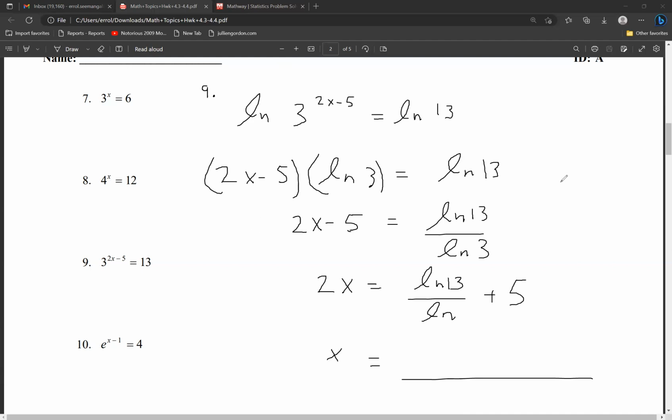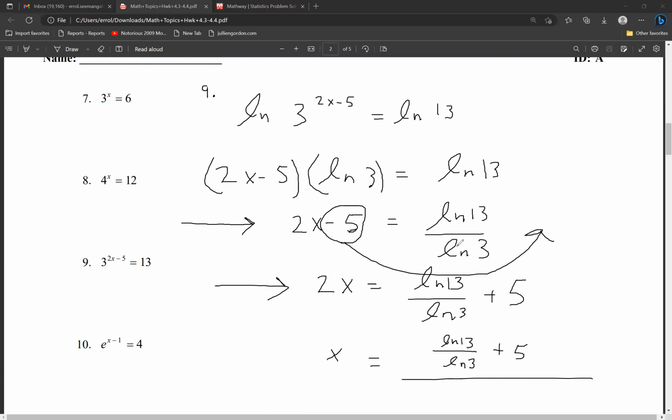Which one? The last, the 2x equals ln 13 over ln 3, sorry, that's the ln 3 on the bottom. ln 13 divided by ln 3 plus 5. Why is it plus 5? Okay, see this step right here? See the minus 5 right here? We're taking it over to the other side, so we're adding 5 to both sides. Okay. So the negative 5 on the left side will cancel.